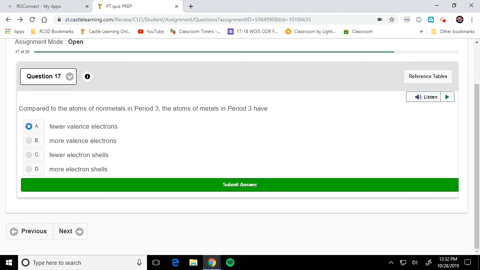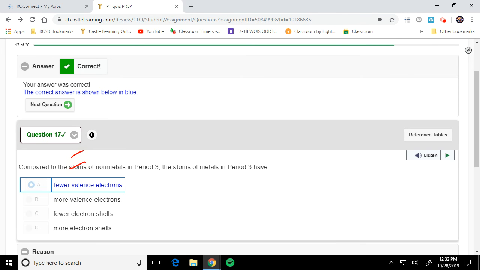Fewer energy electron shells or more electron shells, they all have the same number of electron shells because I know the definition of period. Going across the period, they all have the same number of energy levels or electron shells, same word. So it can't be this or this because those are the same. So it's either fewer valence electrons or more. If I read it correctly, let's double check. The atoms of metals have fewer valence electrons than nonmetals. So I think I read it right. Phew.